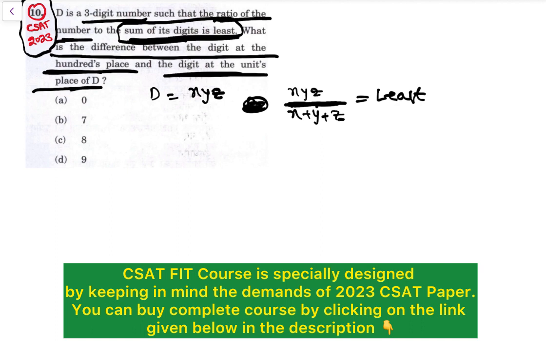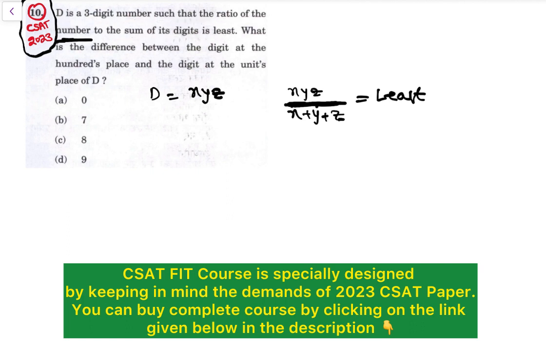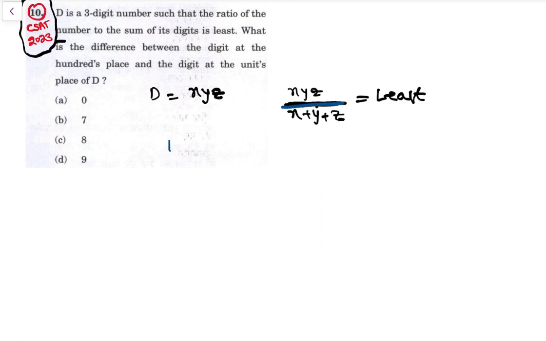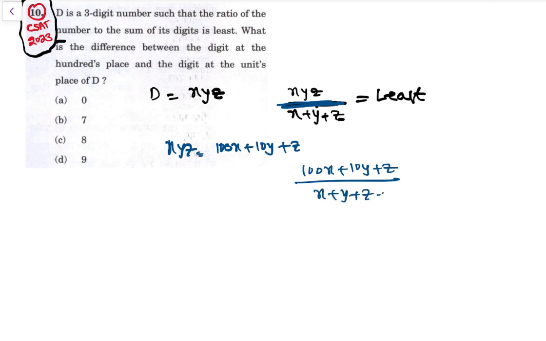ठीक है. Difference between digits at the hundreds place and digit at the units place, ठीक है, उस कैसे नंबर का. So now this can be written as, ठीक है, अब ये आ गया x y z नंबर टू द रेशियो ऑफ इट्स सम ऑफ इट्स डिजिट्स आ गया. So this number xyz can be written as 100x plus 10y plus z, ठीक है. So 100x plus 10y plus z by x plus y plus z, इनका रेशियो किया तो इट हैज़ टू बी लीस्ट, ठीक है.